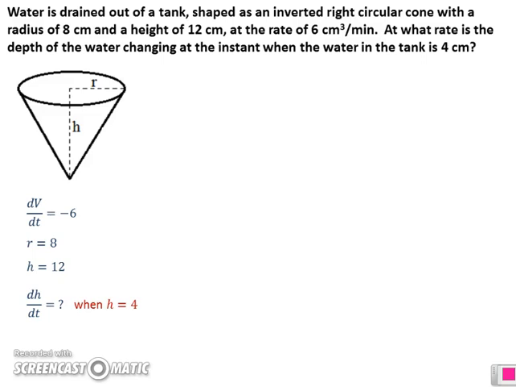Okay. The volume, we're going to need this because we have information about the volume and they're asking us for the derivative of the height. So we're going to need to plug this in to a volume equation. So the volume of a cone is 1/3 pi r squared h.